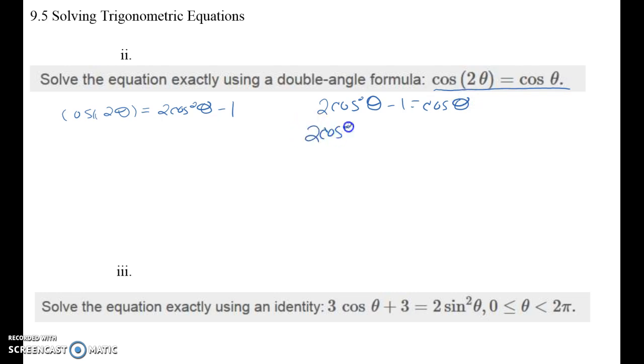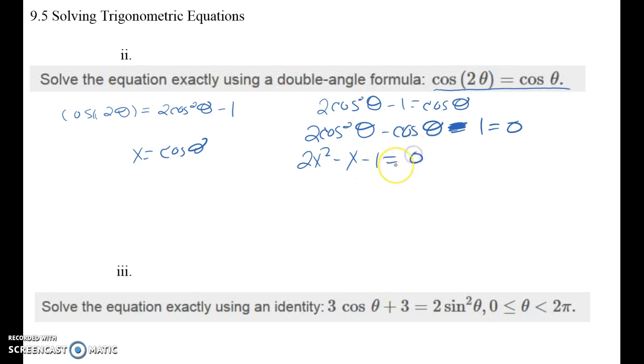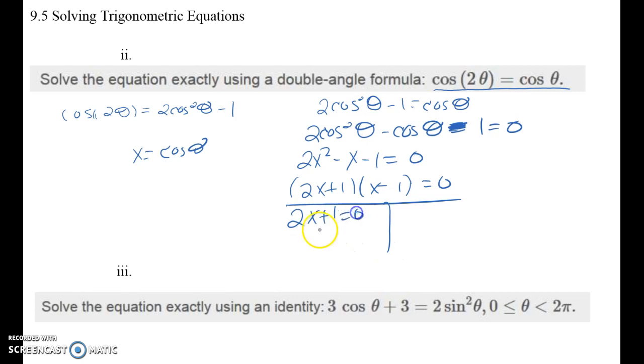So this gives me 2 cosine squared theta minus cosine theta minus 1 equal to 0. And so I'm going to make a variable substitution. Say let's let x equal cosine theta, so it gives me 2x squared minus x minus 1 equal to 0. Which is great. This will factor into 2x plus 1 and x minus 1 equal to 0. Solve this out. And I get negative 1/2 and 1.